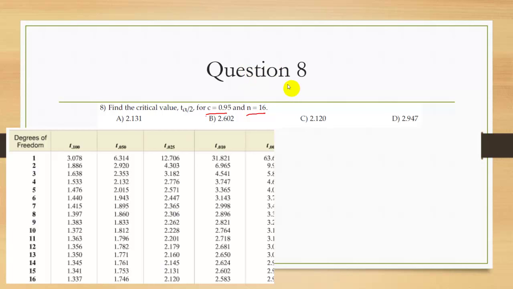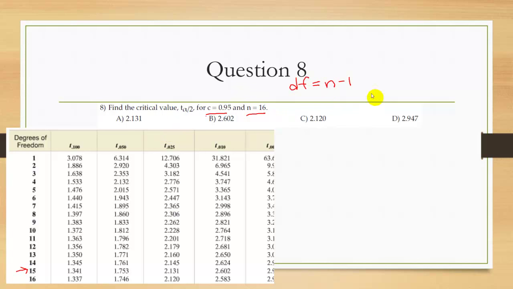Our formula for degrees of freedom, which I'm not going to actually include on the formula sheet, I don't believe. So degrees of freedom is just n minus 1. So just remember to subtract 1 when using this table. So let's see. So our degrees of freedom is 15, and our confidence level is 95%.